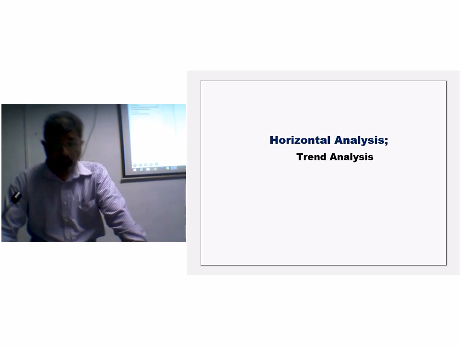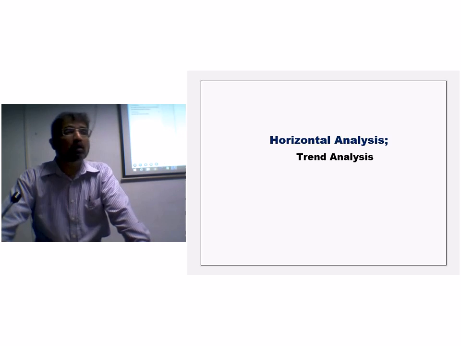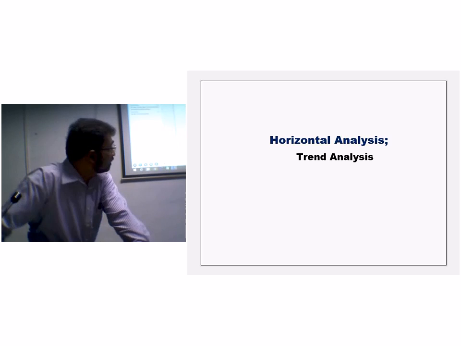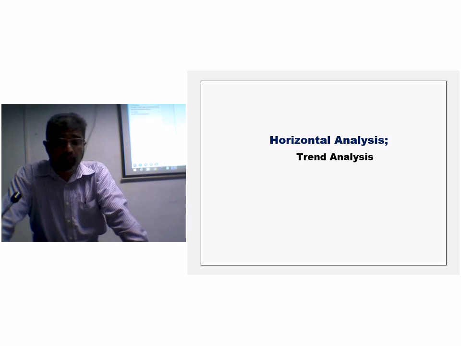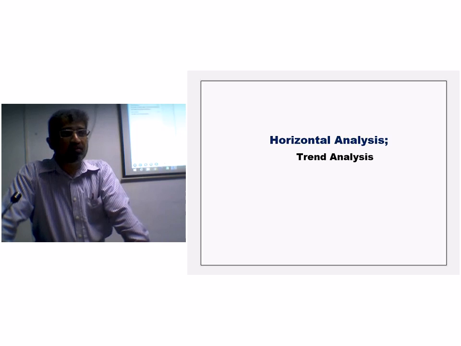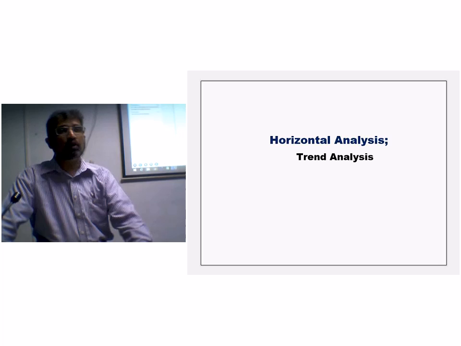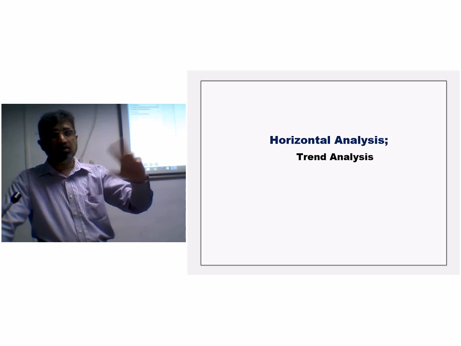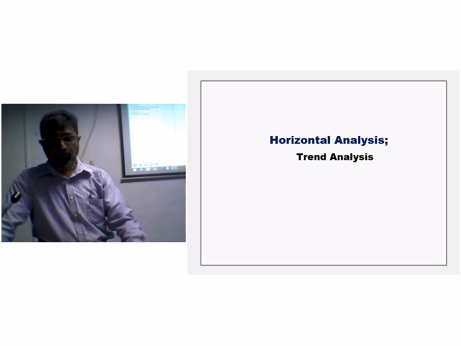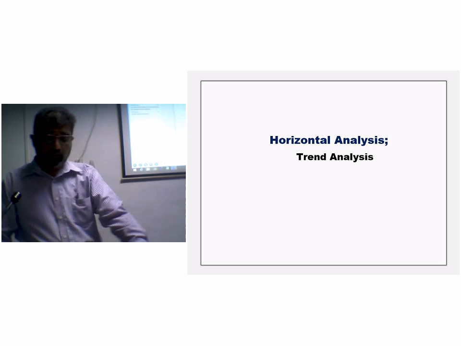Okay. Now you can see that we completed the first part. Under the horizontal analysis, we discussed comparative financial statements. Now, the second method under the horizontal analysis is trend analysis. Again, we are going to compare the information of the same organization with the previous period.